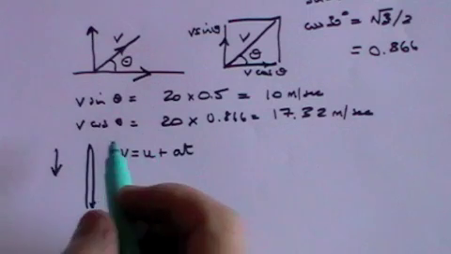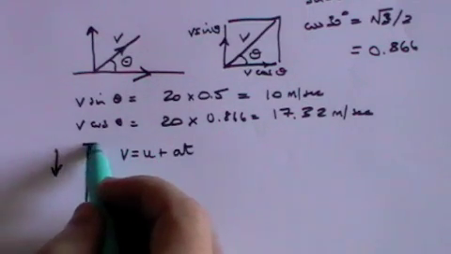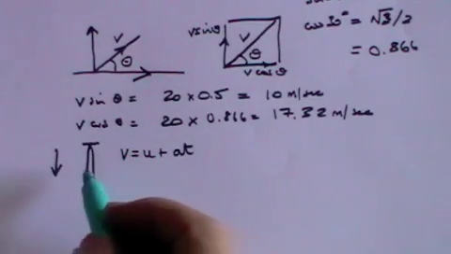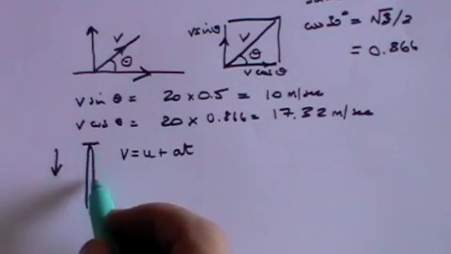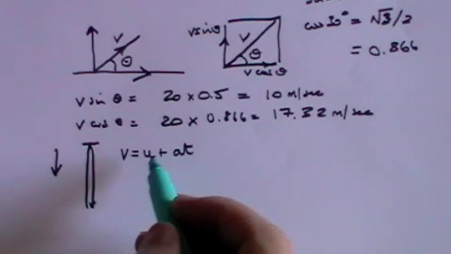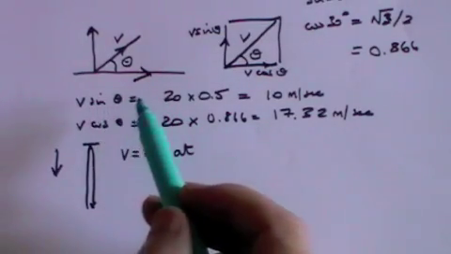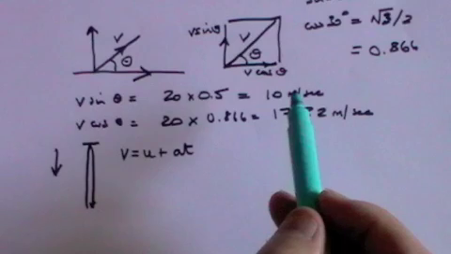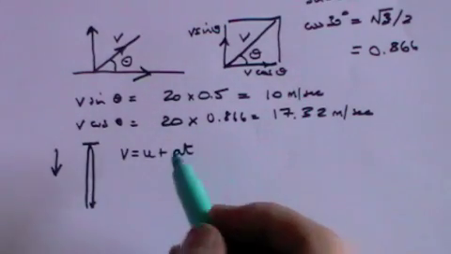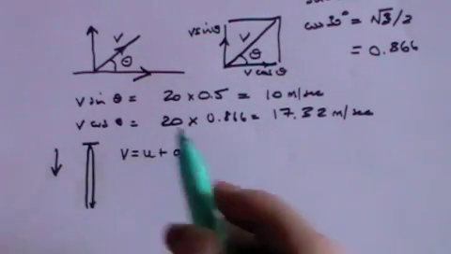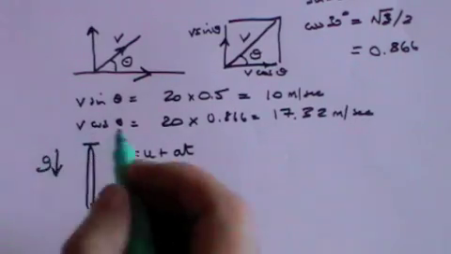V is the final velocity when the ball gets to the top, which is obviously 0 because the velocity is 0 and it then starts falling back down again. U is the initial velocity, which is the initial vertical velocity, v sine theta, which is 10 meters per second. And a is, of course, g, which is acting in the down direction.